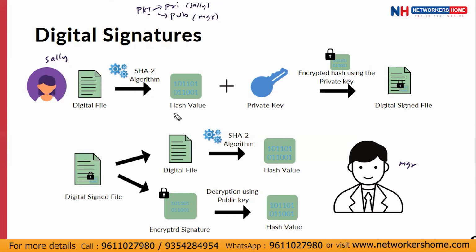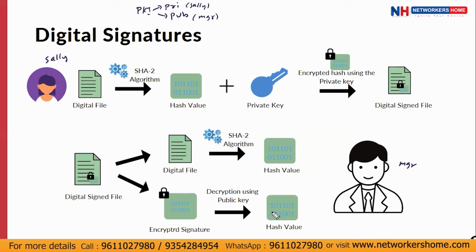When the manager receives this file, what will the manager receive? The digitally signed file. What is this guy going to do? He is going to open the digital file and run the same algorithm on that file. The result he gets is a hash value. And he also receives that encrypted hash value, right? He is going to decrypt that hash value using the relative public key. This encrypted signature, the encrypted hash value, can be decrypted using the relative public key, because while generating the private and public key, the private key is shared with Sally and the public key is shared with the manager.